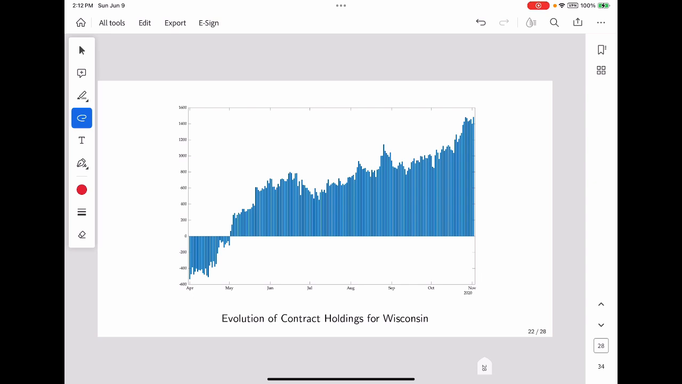But after about a month, it flips. So the trader starts to accumulate positions that will pay off if the Democratic candidate wins. Although there are a bunch of fluctuations, at the end of the day, before the election, this virtual trader has accumulated a large number of contracts that will pay off if the Democrat wins Wisconsin. Now, it turned out that the Democrat, Joe Biden, in 2020, actually did win Wisconsin. It was close, but he did win. So in this case, for this particular state, the trader made a profit, or would have made a profit.